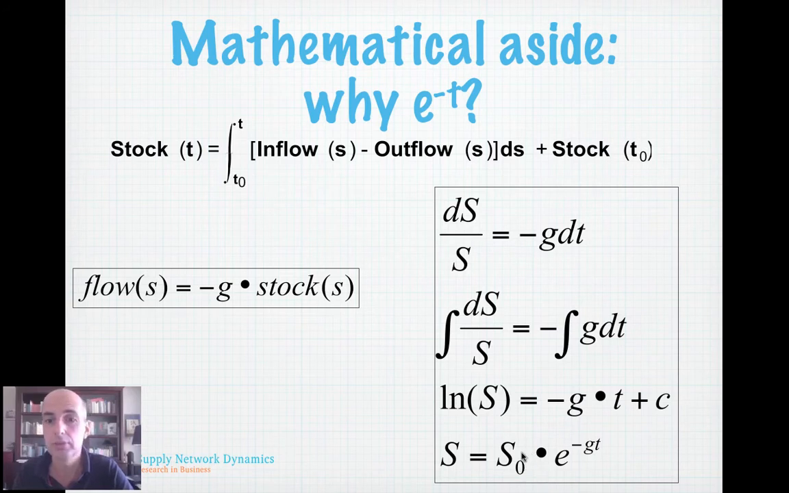Now how do we end up with S0? Well, at time 0, t is 0, so at time 0 the stock is only the constant c. So c is S0, the stock at time 0. If you take from both sides the power of e, the e to the power of a natural log simply becomes the stock. And here you've got e to the minus gt times the stock at time 0. So, for those of you who are so inclined, don't worry, I won't ask it at the exam.